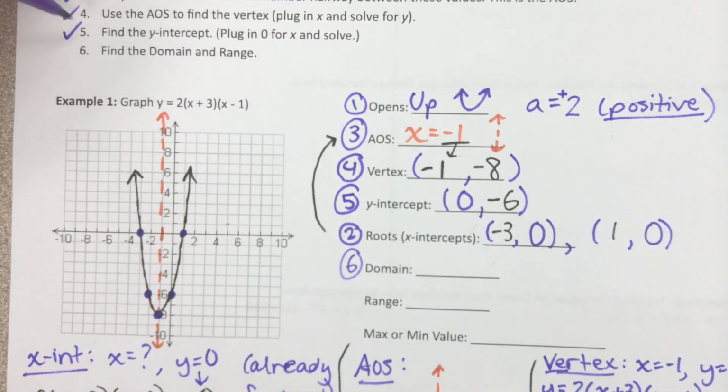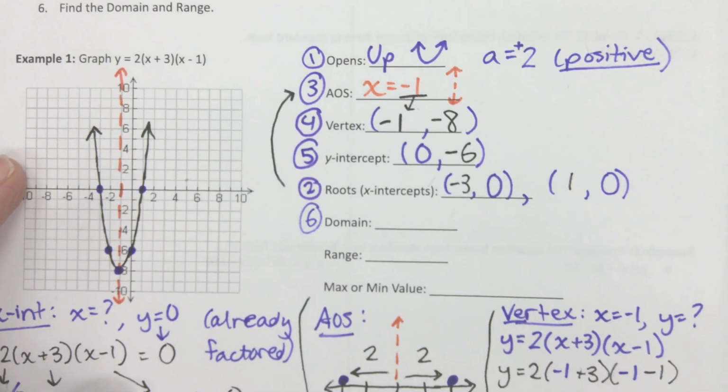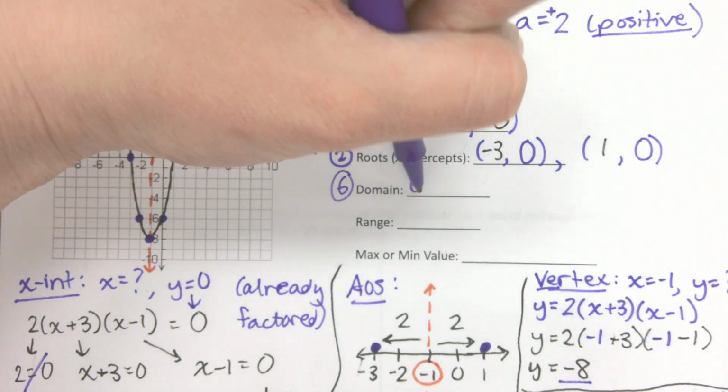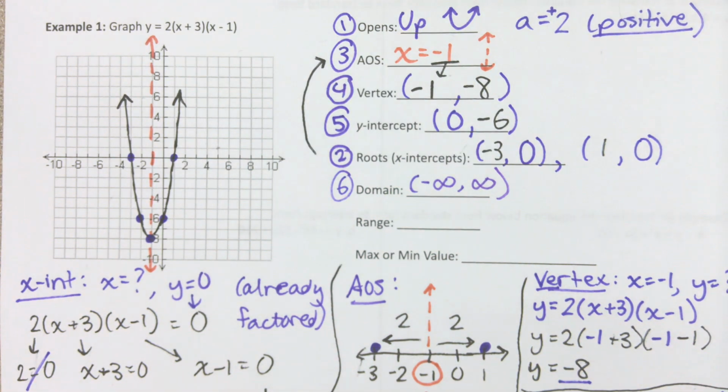Step 5 is done. Step 6, find domain, range, and then the max and min. I forgot to put that down. So the last 3 questions. Domain, don't think about it. What is it? Negatives and positives. Yes, good. Parabolas are always domain negative to positive infinity every time.